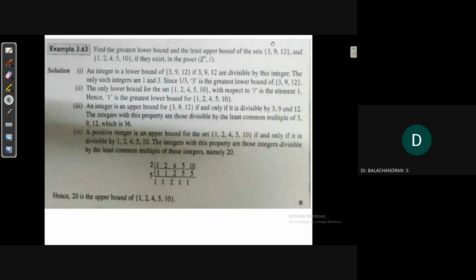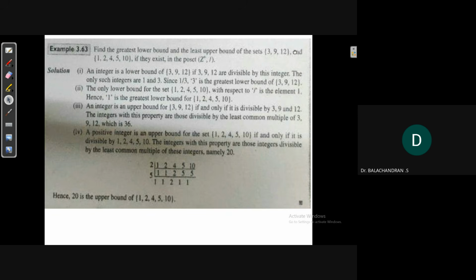First I will fix {3, 9, 12}. The lower bound of 3, 9, 12 with respect to division means we need to find a number which divides these three numbers. So 1 and 3 divide 3, 9, 12. Among 1 and 3, which one is the greatest? 3 is the greatest. So 3 is the greatest lower bound of this set.